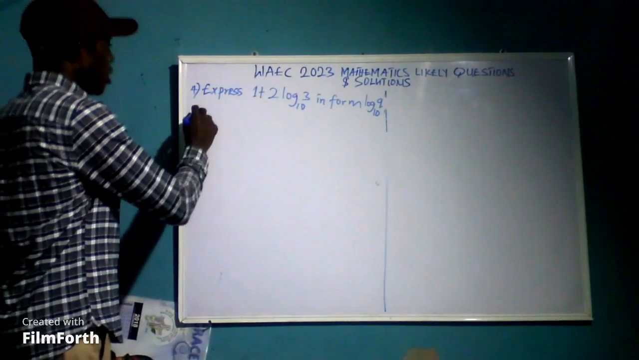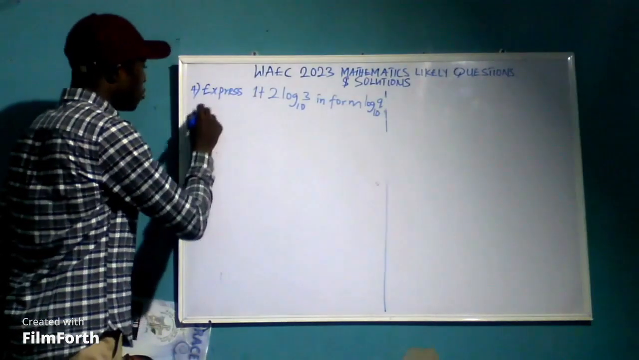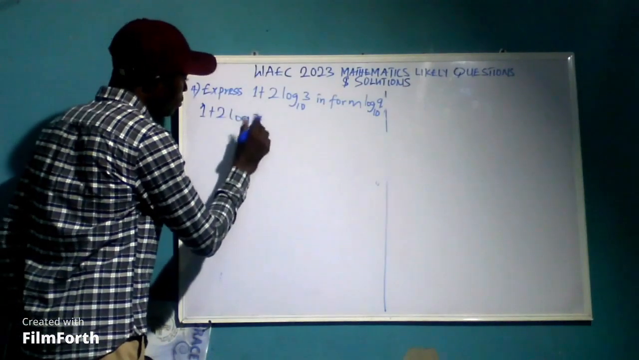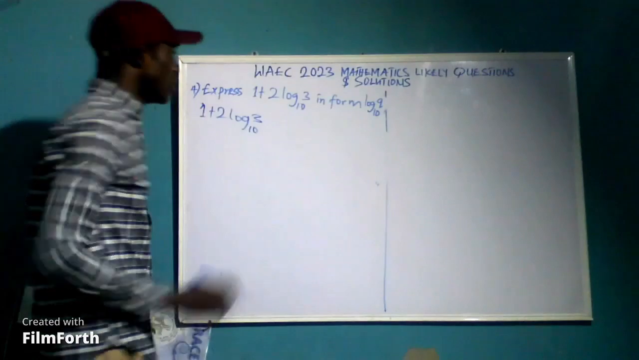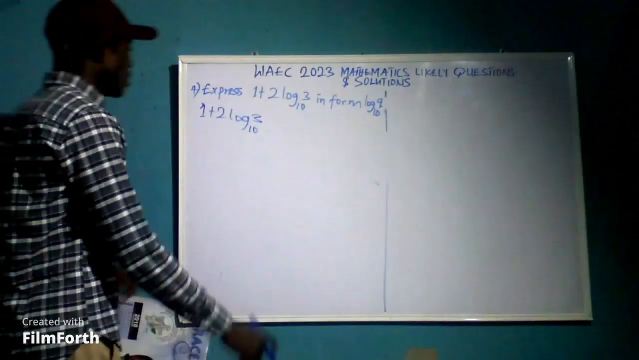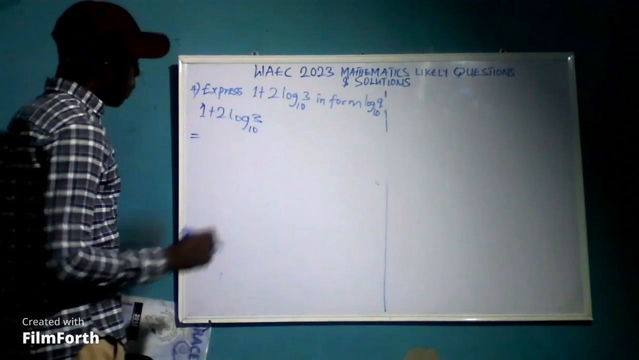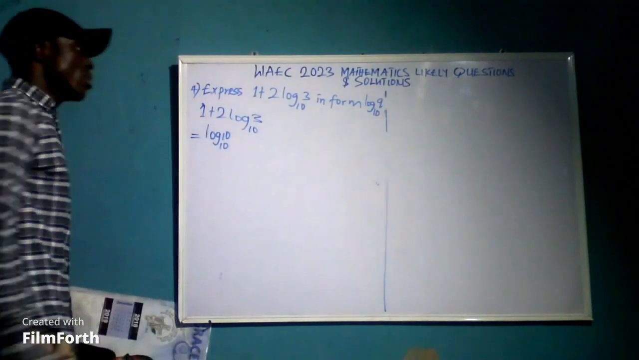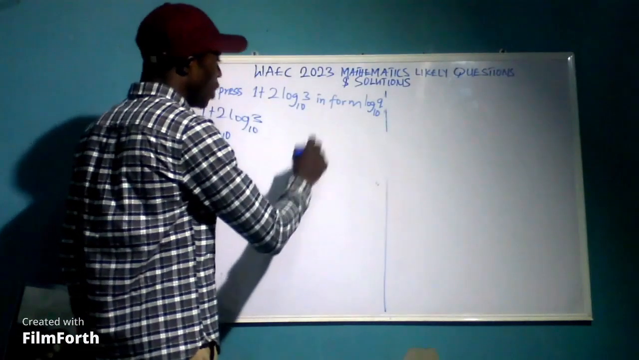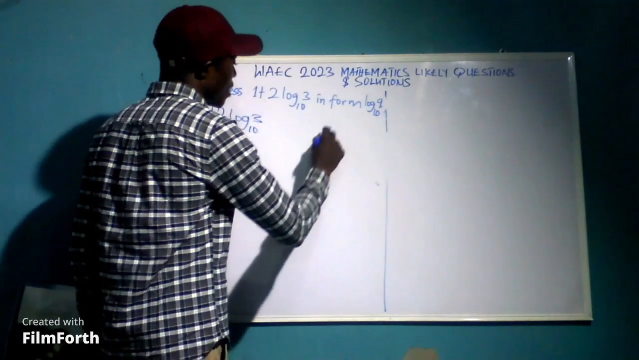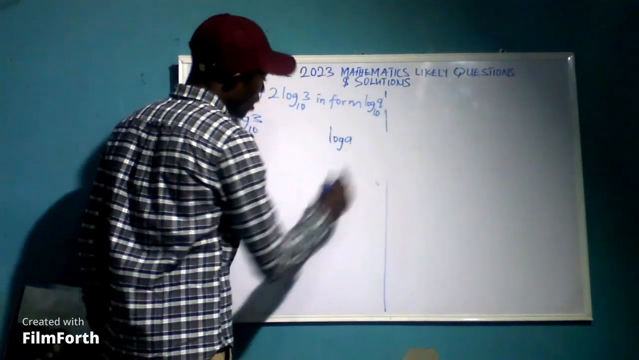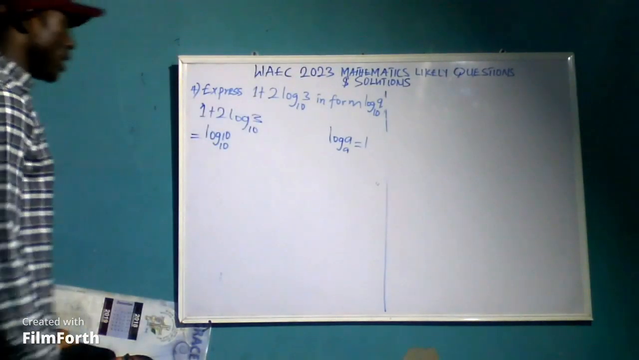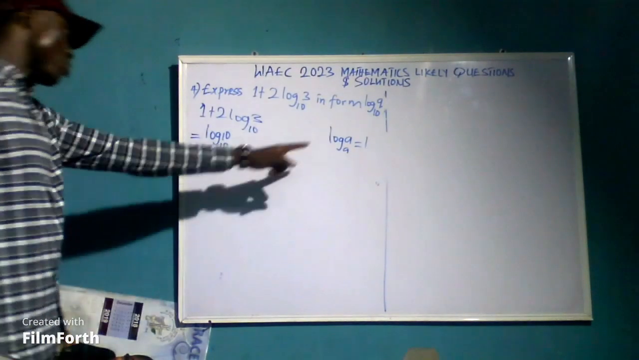Don't forget, let's start with the given expression. We are given 1 plus 2 log 3 to base 10, to be expressed in the form of this. So don't forget that 1 is the same thing as log 10 to base 10. Okay, there is one particular law of logarithm which states that, take for instance, log a to base a is equal to 1. Okay, the logarithm of a number to a base of the same number is equal to what? 1.